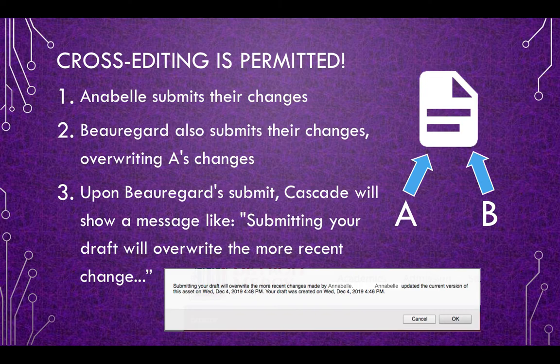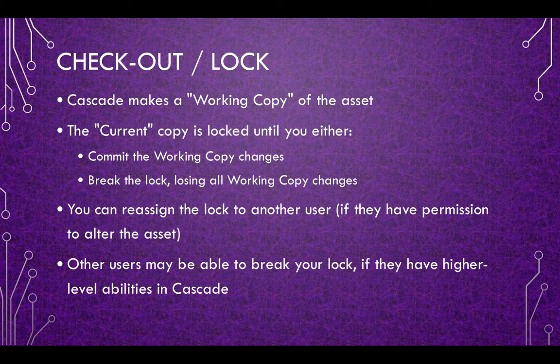So this has happened before. It's a real drag. If there's any risk that someone else might be working on the same page as you, coordinate with them in person, by phone, or arrange somehow to try and avoid that. But there is a Cascade-centric version of preventing this cross-editing scenario from happening. That's called checking out or locking an asset. We'll go back to Cascade in a moment and look at this.